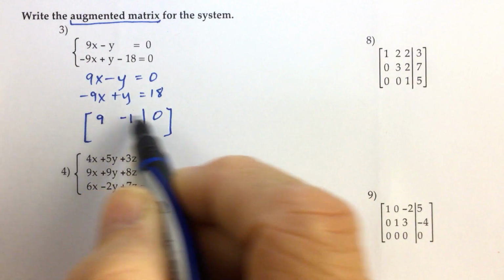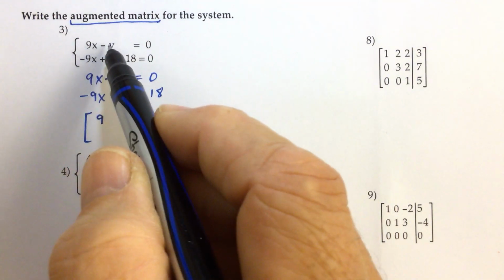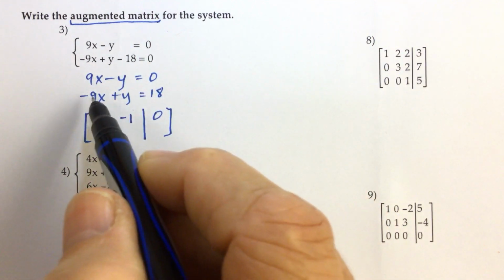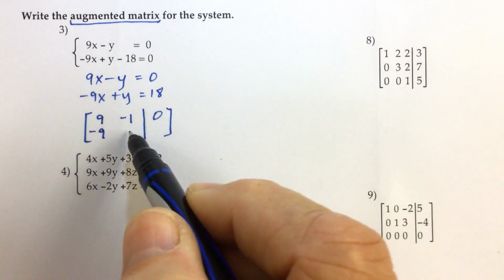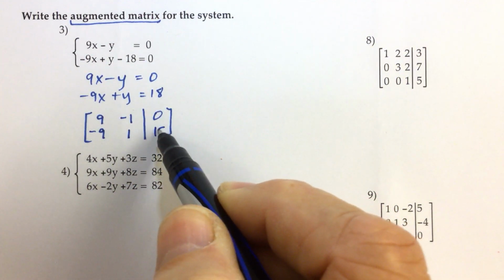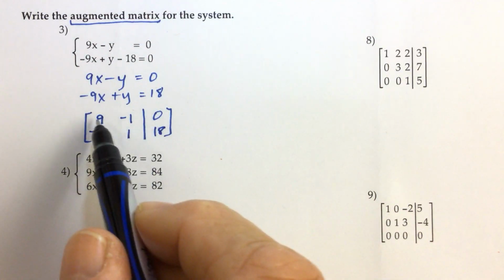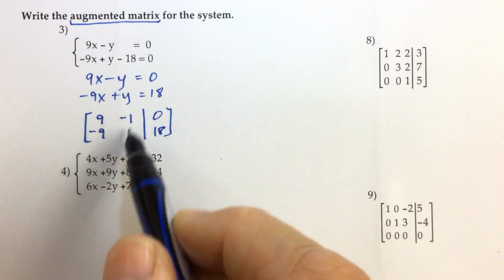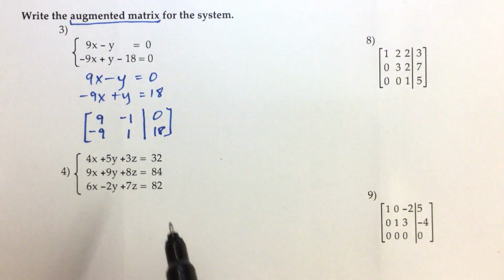So this first row, 9, negative 1, 0, corresponds to the coefficients of each of the terms up there in the first row. And then the second row, you might already be able to tell this. We've got negative 9, positive 1, and positive 18. So that's it. That's an augmented matrix where we have 2 rows, 3 columns, and the entries to the left of the vertical line represent the coefficients of the variables.